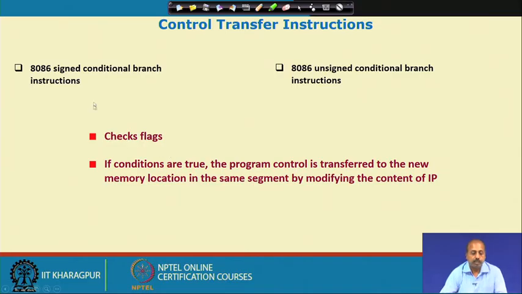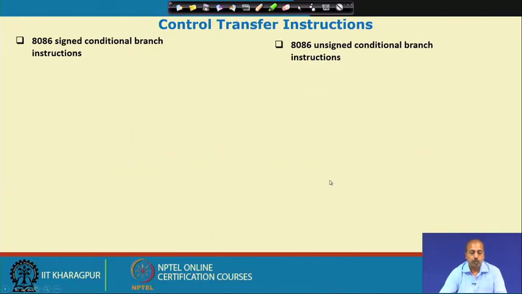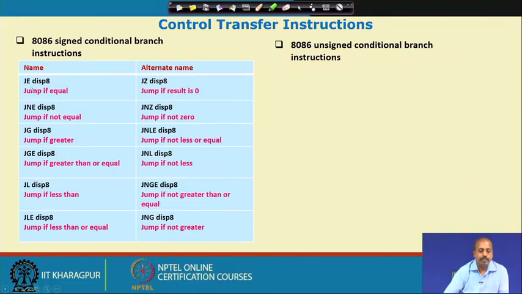Then in 8086 there are conditional branch instructions. They will check the flags, and if the condition is true, the program control will be transferred to a new memory location in the same segment by modifying the content of the IP register. So we have JE displacement, jump if equal. If the equality condition is satisfied, the 8-bit displacement specified will be added with the IP, making the 8-bit jump.